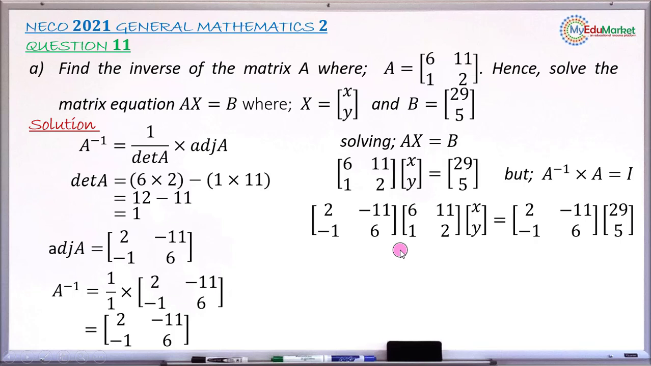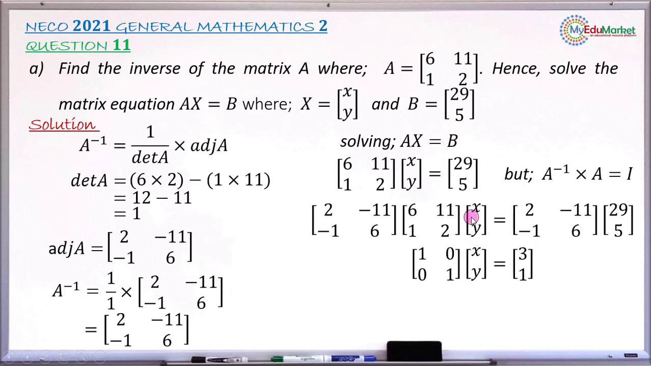The concept says if you multiply inverse and the matrix itself, you have identity matrix. So this multiplication by the left will now give me this identity matrix: 1, 0 as elements in the first row and 0, 1 as elements in the second row. Even if you do the multiplication, this is what you are going to have.